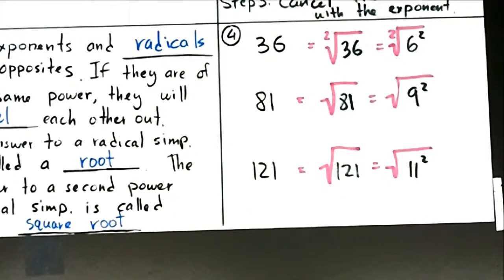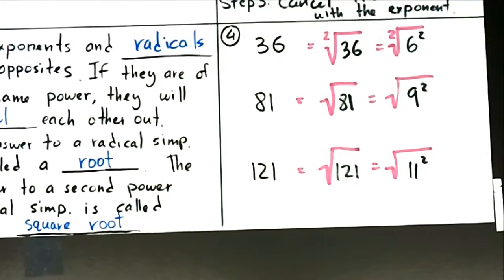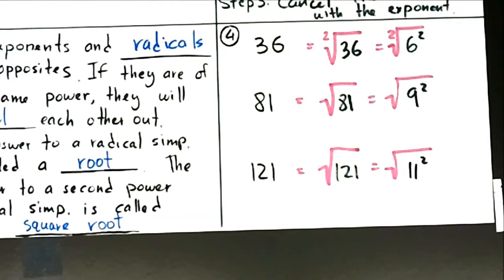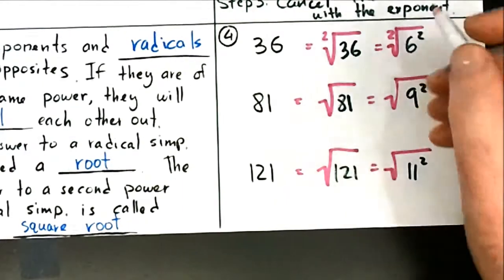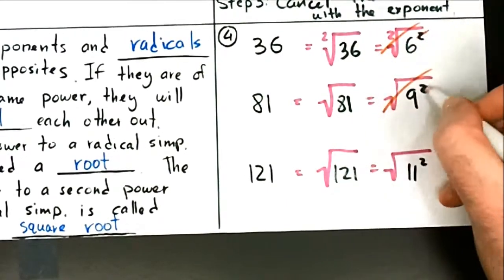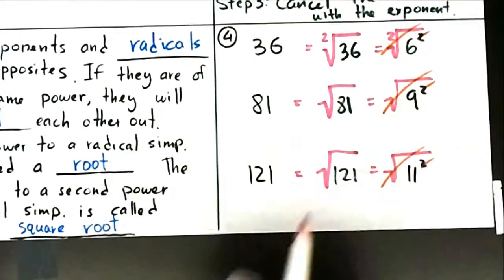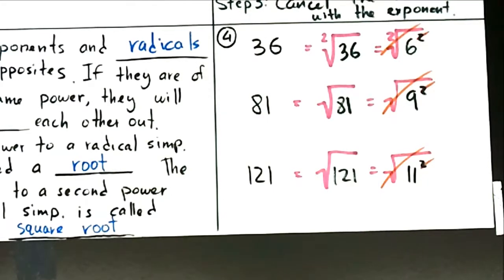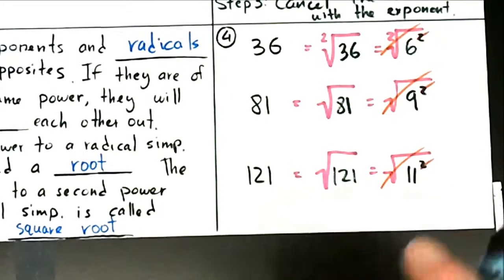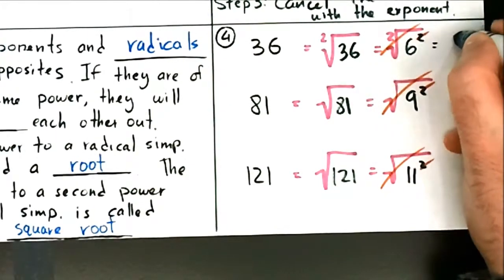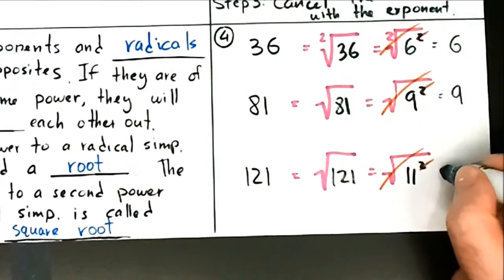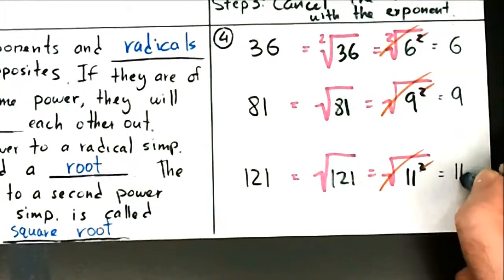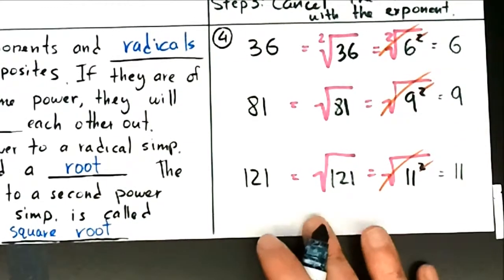And what's my last step? My last step is to cancel out the radical and the exponent. They're the same power, so gone, gone, gone. And now you're just left with the answers. So these were just like the problems from number 1, except you had to do a little bit extra work. That's it. Questions on number 4?